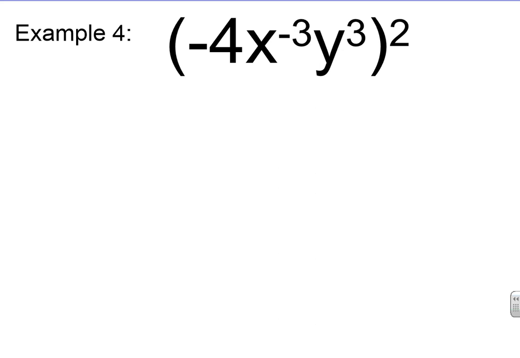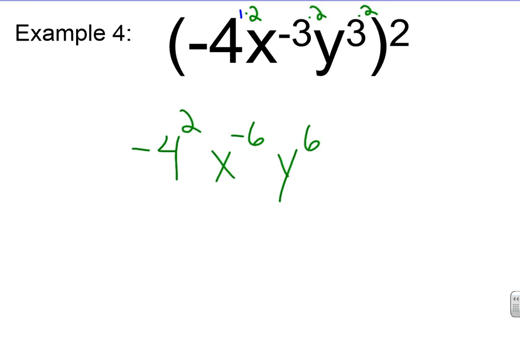Pause video now to try example 4. Press play to go over your answer. So again, I fill in any missing exponents. I'm going to go ahead and multiply all of those by 2. That gives me negative 4 to the second power, x to the negative 6th, y to the positive 6th.